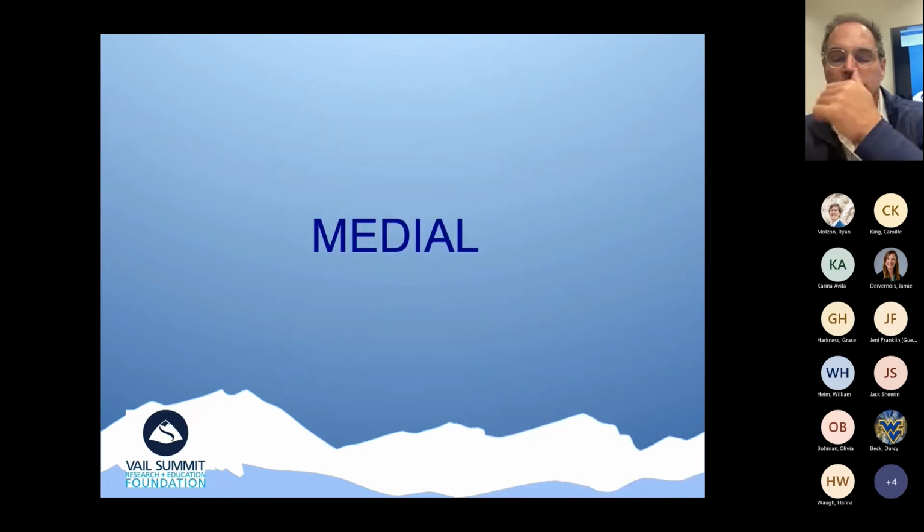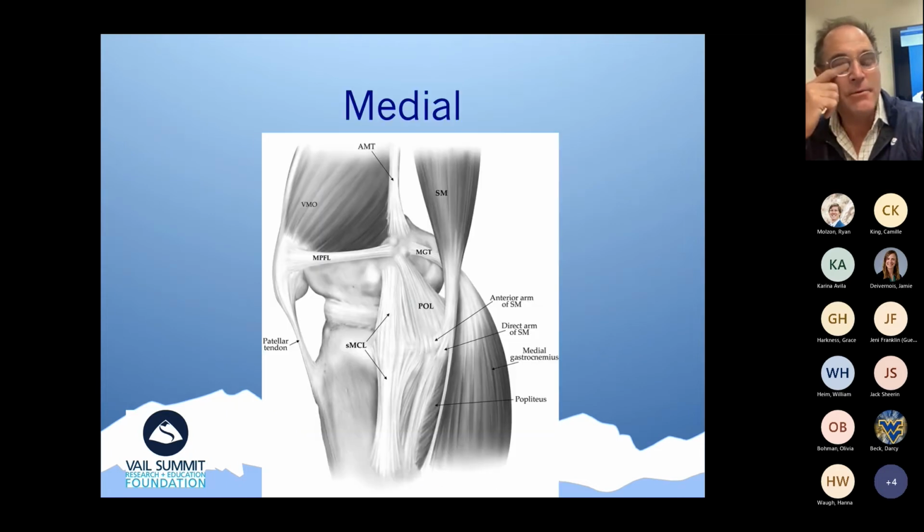So let's go through the anatomy a little bit pretty specifically. Start off on the medial side of the knee. Here we can see ligaments that cross a joint and give a joint stability. We've got the superficial MCL, which starts from the medial epicondyle of the femur and goes down distally about 6 centimeters, close to where the pes tendons insert.